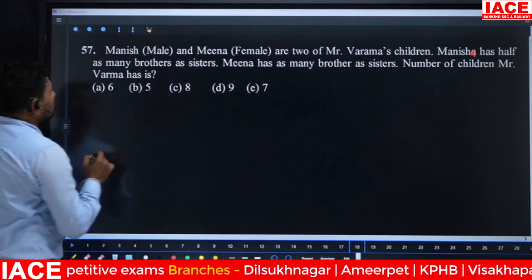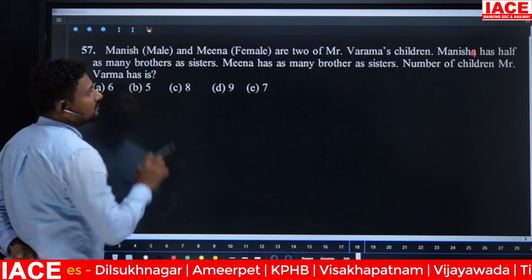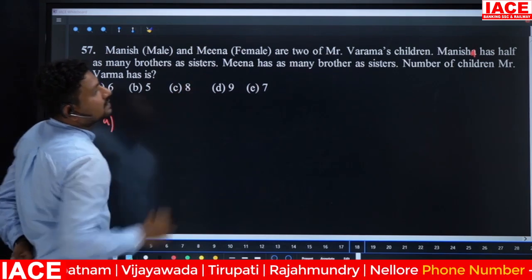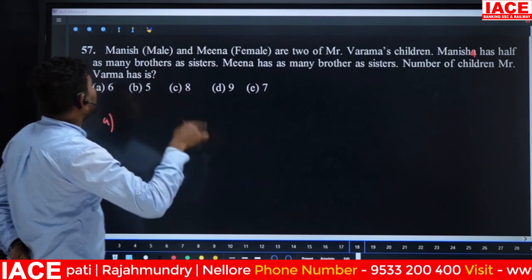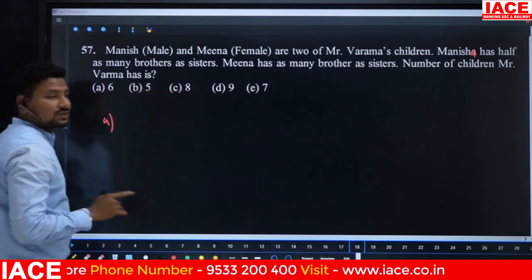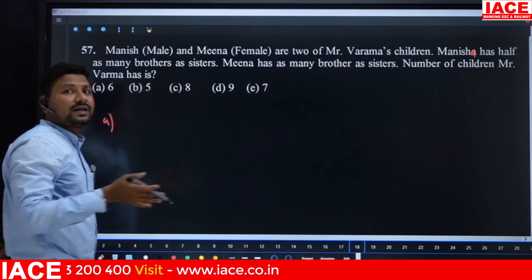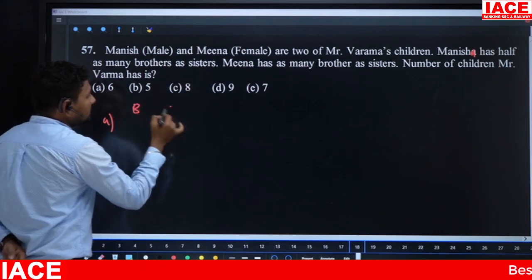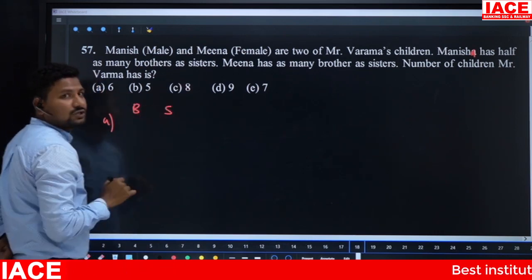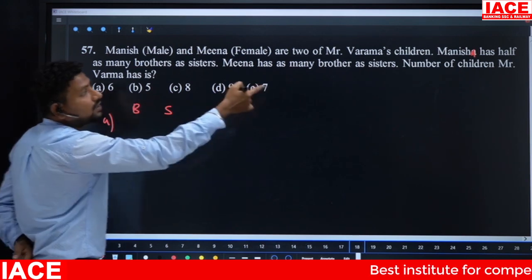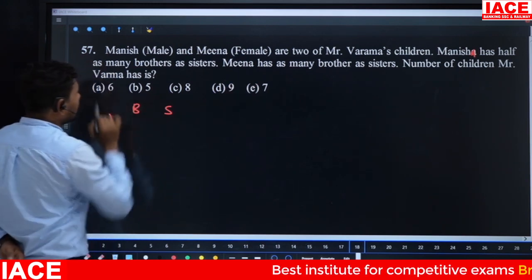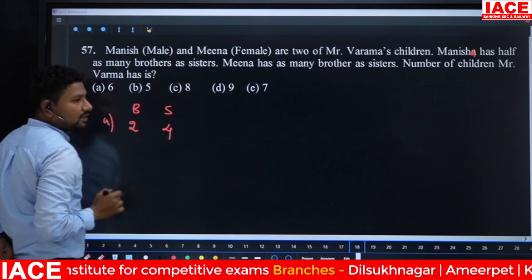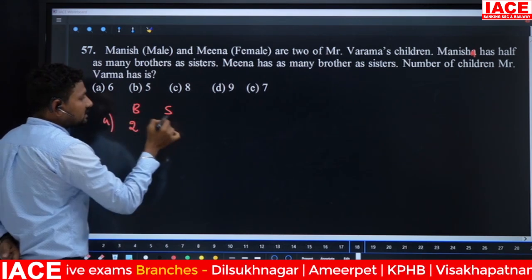So, for example, go through the options. No solution of equations is required. Go for the options. First option 6. The first condition is Manish has half as many brothers as sisters. So except him, the remaining persons we can call brothers and sisters. The sister quantity should be an even number, otherwise we can't take half of the value. So overall I am taking 6. Out of 6, I am taking 4 as sisters, half of which is 2. Brothers are 2 members, sisters are 4 members.